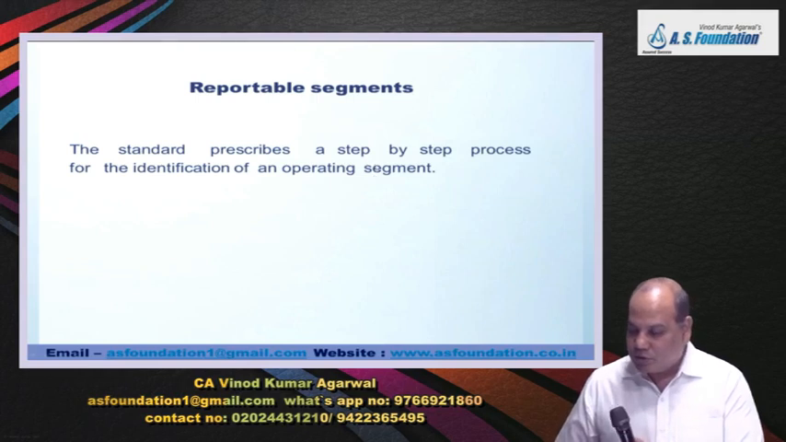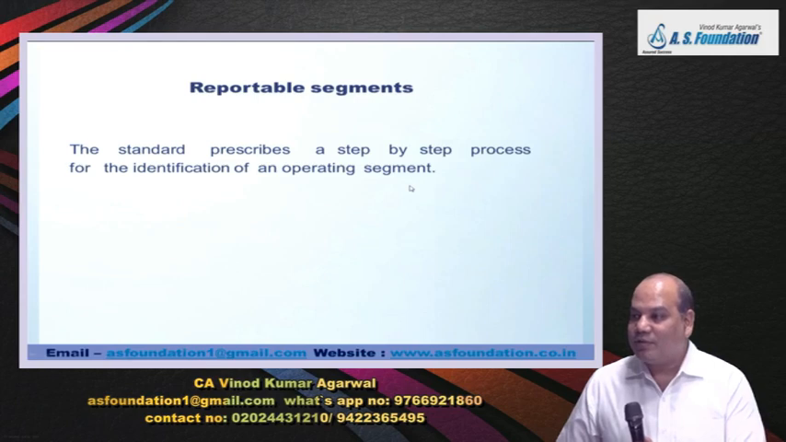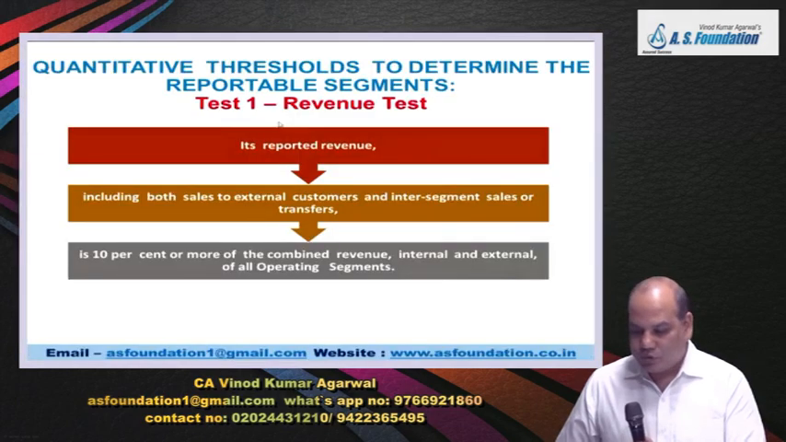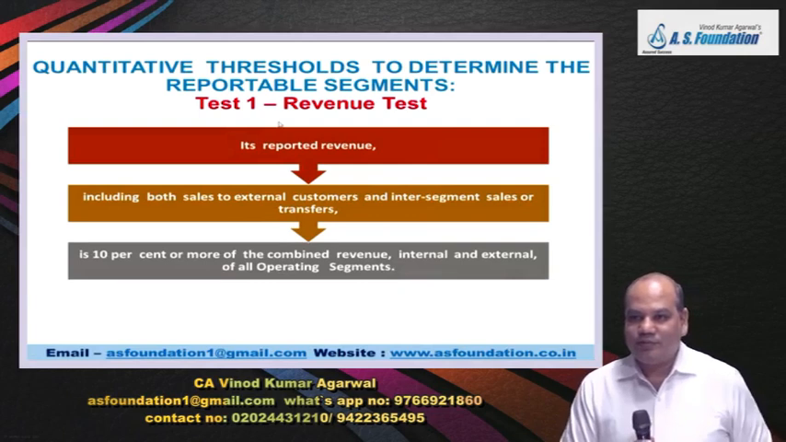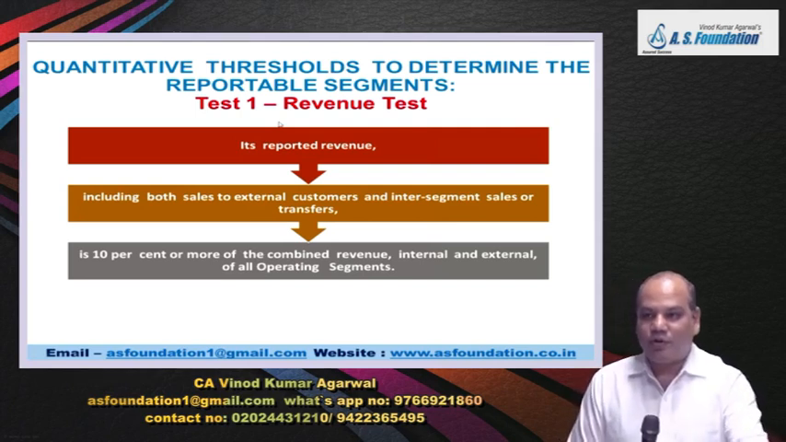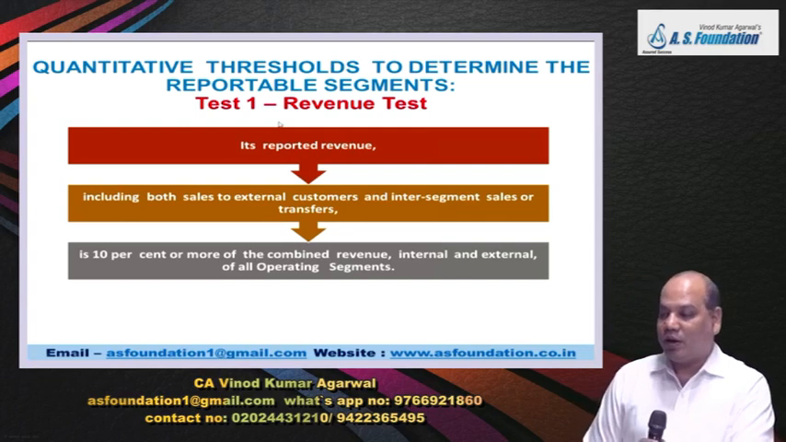Okay. Now this is a highly probable area in the exam. They can give you 10 segments in a question and they will ask you to identify the reportable segments. That means the segment for which the reports is to be prepared as per the standard. How to determine reportable segment? So I am going to apply 3 tests. Which 3 tests? Revenue test, then profit or loss result test, third asset test.